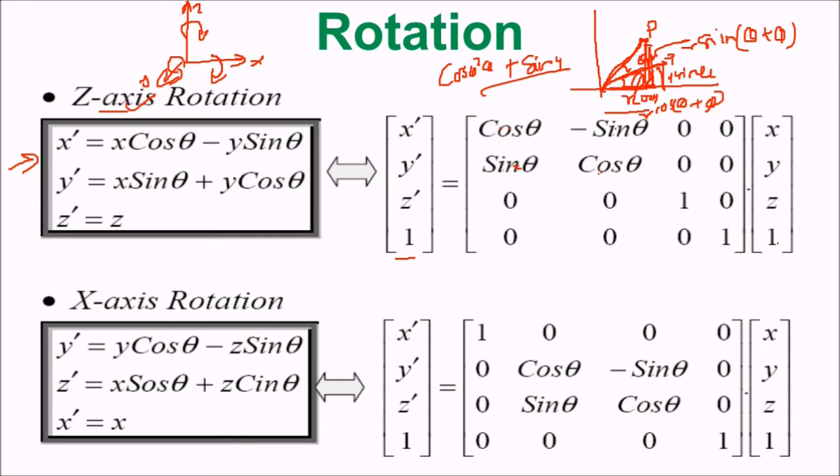Of course x, y, z, 1 is there, and the others are followed by the diagonal 1, 1. And please remember that the cos will come in the diagonal. So cos, sine will be on the opposite side, sine, and this is minus sine. In terms of x-axis rotation, if you want to rotate around the x-axis, then the cos will remain like this.